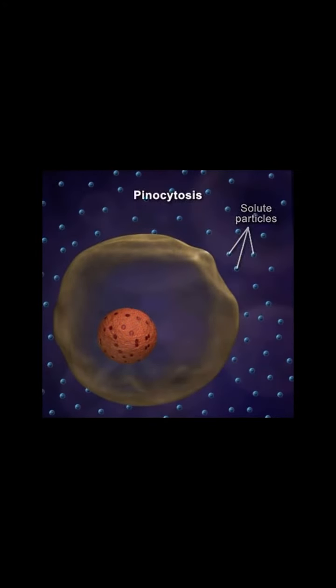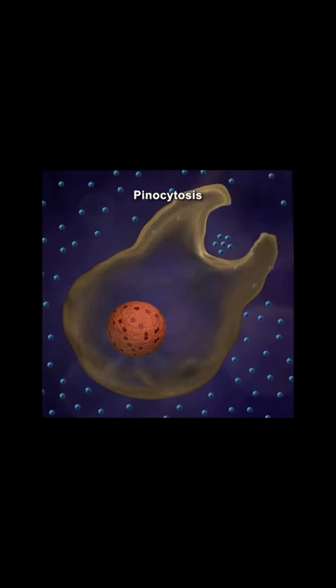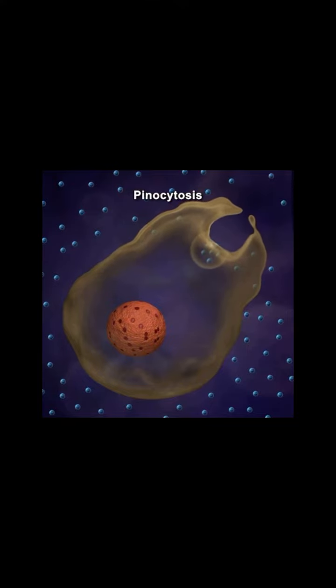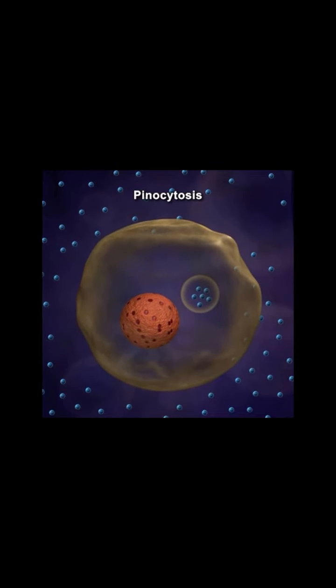Pinocytosis is an active transport mechanism used to incorporate fluids or dissolved substances into cells by trapping them in a pocket of plasma membrane that pinches off inside the cell. Pinocytosis comes from the Greek word meaning drink. It may help you to remember this mechanism if you think of it as cellular drinking.